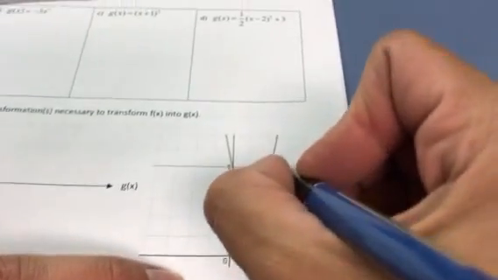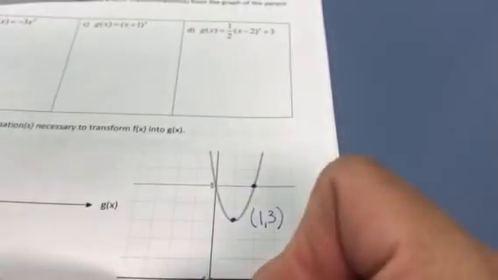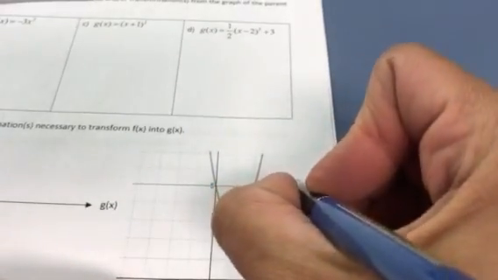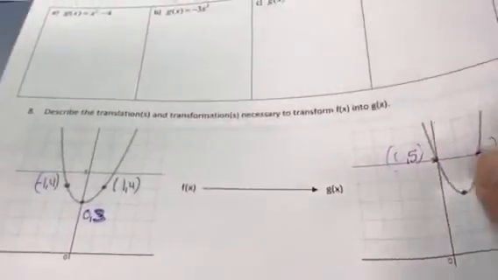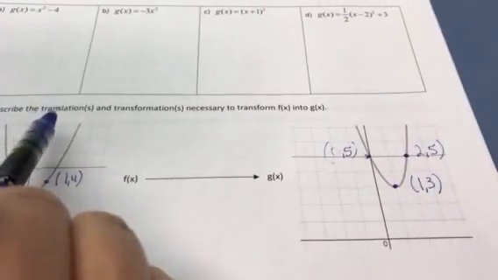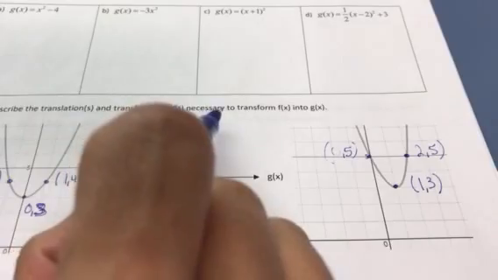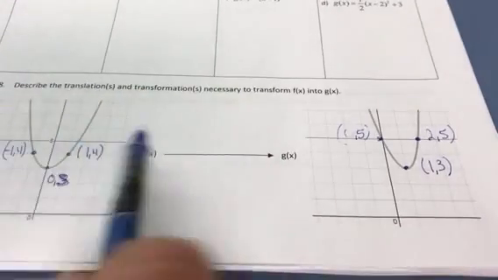And then our next set of points that are very easy to read is this one. So that's 2, 5. And again, this is already written on your paper. And then this one at 0, 5. All right, so let's talk about what this question wants. It says, describe the translations and transformation necessary to turn f of x into g of x.